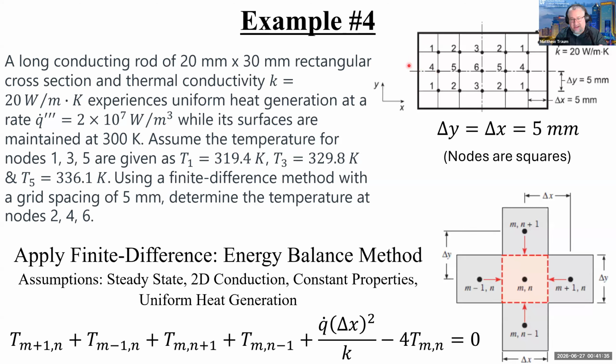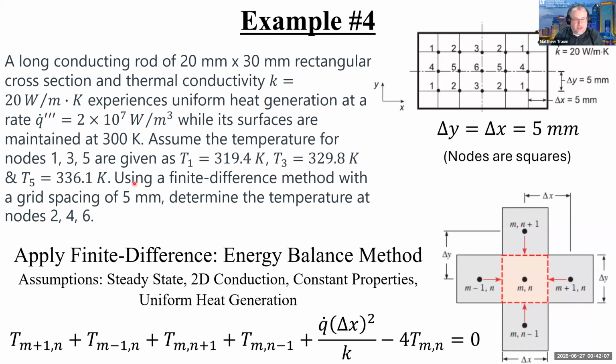Notice this thing is symmetrical about X and symmetrical about Y, right? So this is actually the center point, and it's symmetrical that way, and up and down. Each of the different steps, delta X and delta Y, to make our little regions of interest is each 5 millimeters, so they're pretty tiny. The nodes are, of course, squares. And then these temperatures are given: T1, T3, T5. Those are given right there.